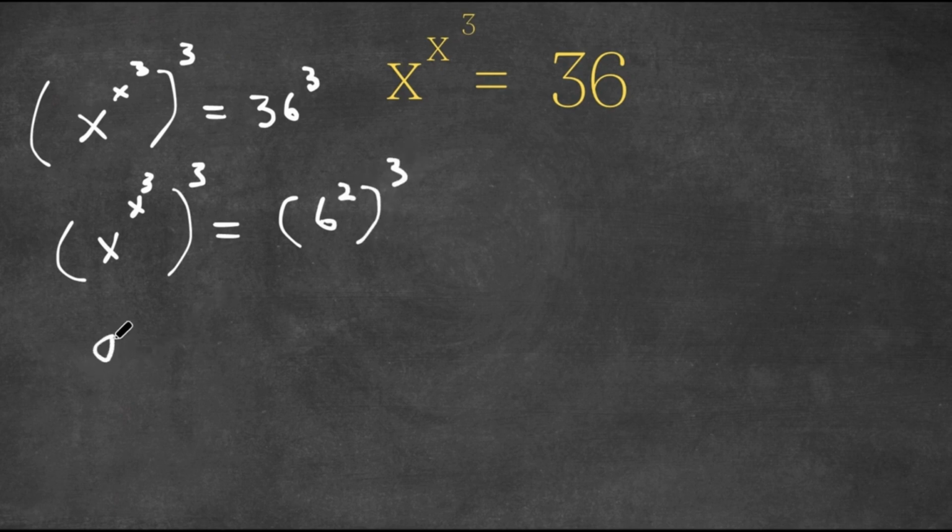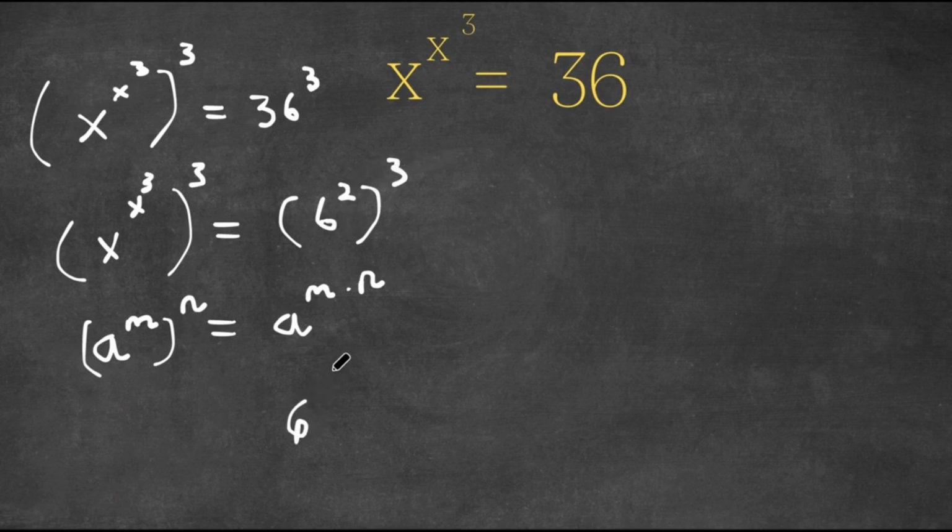Now, if we have something in the form a to the power of m to the power of n, this is equal to a to the power of m times n. So as you can see here, 6 squared to the power of 3 would equal 6 to the power of 2 times 3, which is 6 to the power of 6. And in this case, this would equal x to the power of 3x to the power of 3.